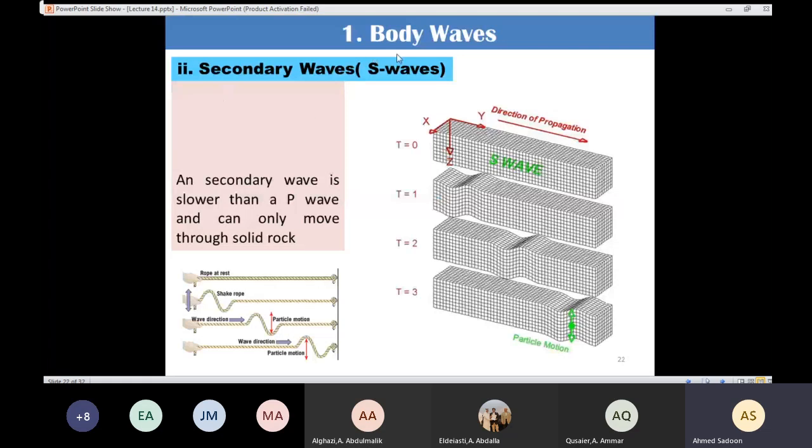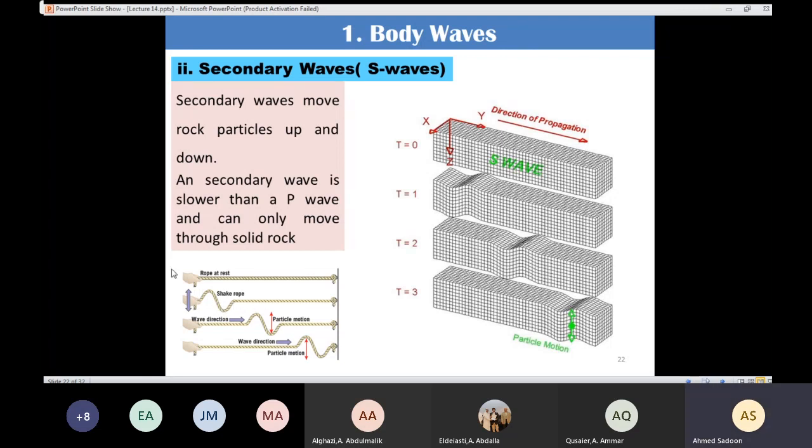The second type of body wave is the secondary wave. Secondary waves move the rock particles up and down. So in order for that wave to move, it is going to make an up and down movement. That is best described by the rope here. If you have a rope at rest, like this one, when you shake it, the rope is going to go up and down, like waves.